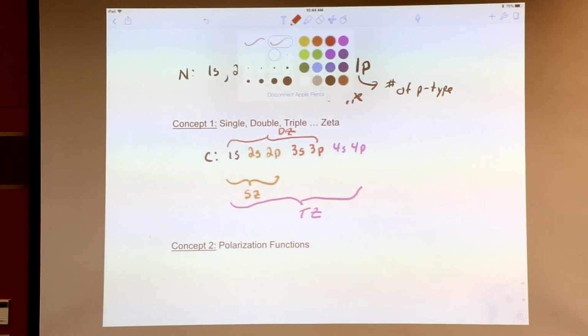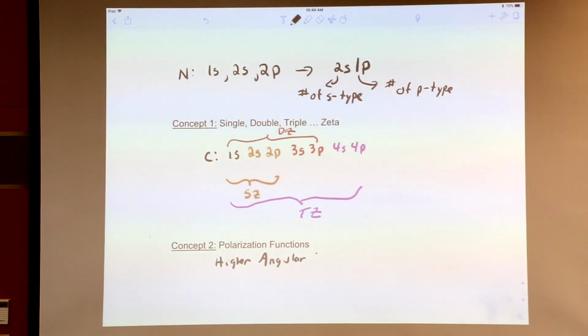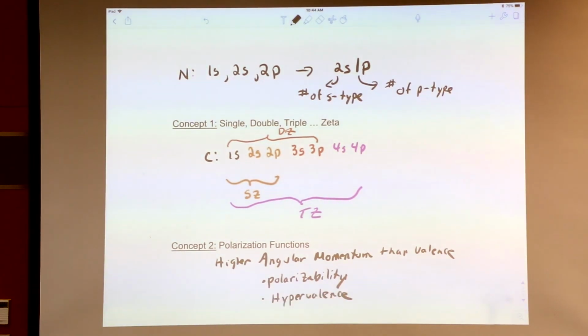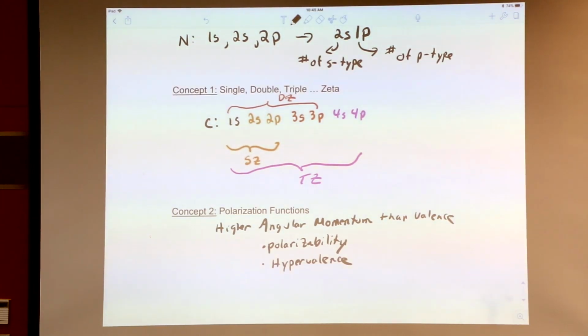So here, polarization functions are things that add higher angular momentum than valence. So you need this for things like polarizability, which is why they're called polarization functions, but you also need it for things like hypervalency. And the nomenclature for polarization functions is also a bit weird, but the simplest one is that you just add the letter p, p standing for polarization, to the basis set. And then the idea is that you're just going to add one function with that p. When you add the p, that means you're adding one function that has 1 unit higher angular momentum.